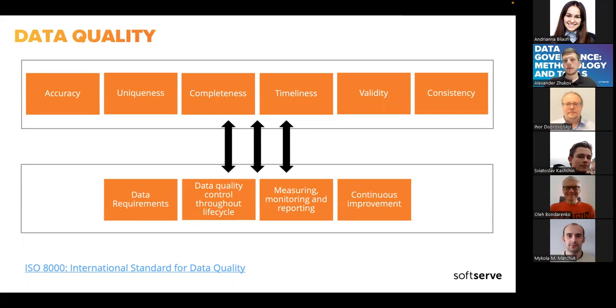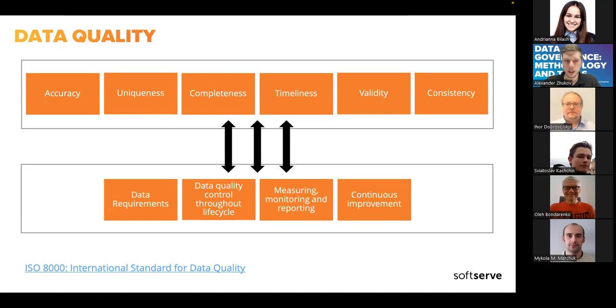In order to keep these data quality dimensions high, there are 4 main activities that are typically performed. The first one is data requirements management, where business analysts, data architects and data stewards talk to the business to identify the meaning of high quality data for them and what the data quality requirements are for a particular business case. Then there is data quality control throughout the life cycle. Data quality can be managed on pretty much every stage, from data ingestion until data reporting. Organizations do this differently.